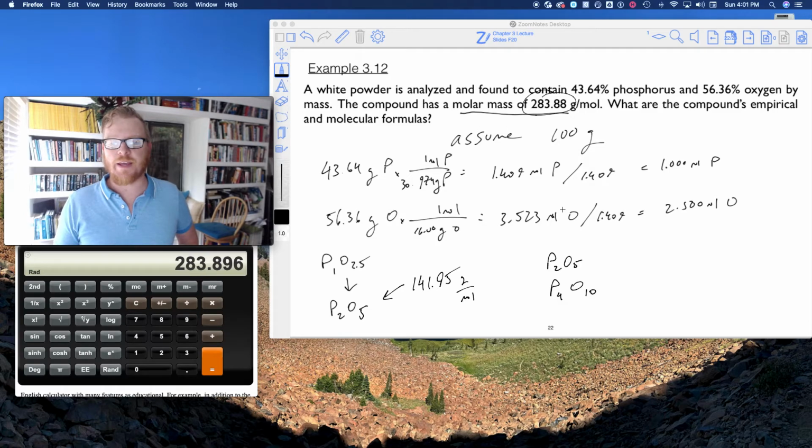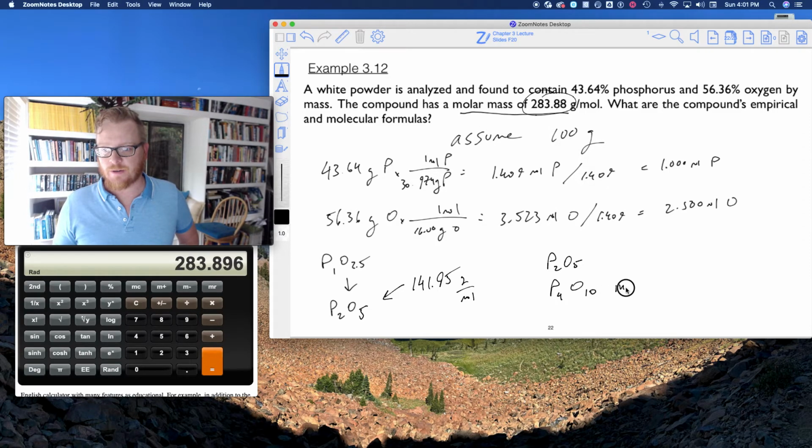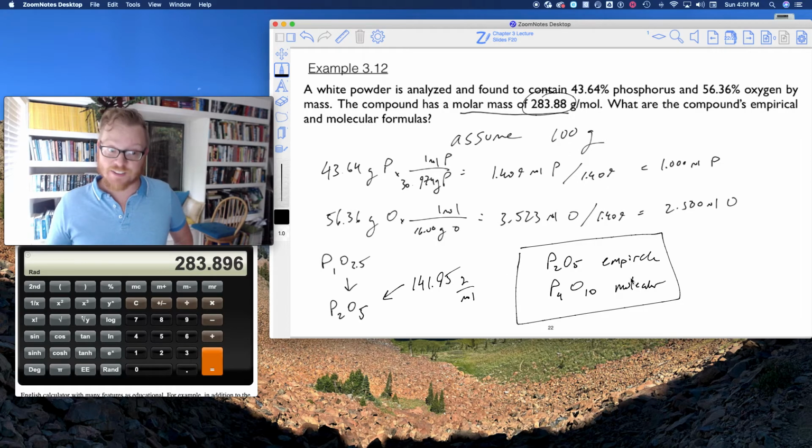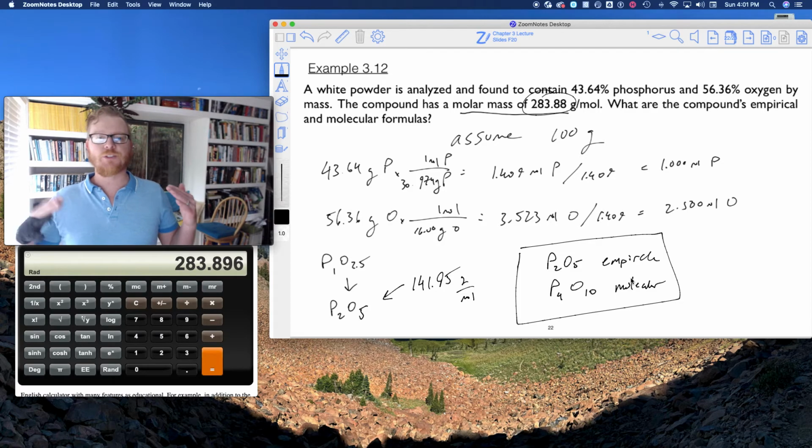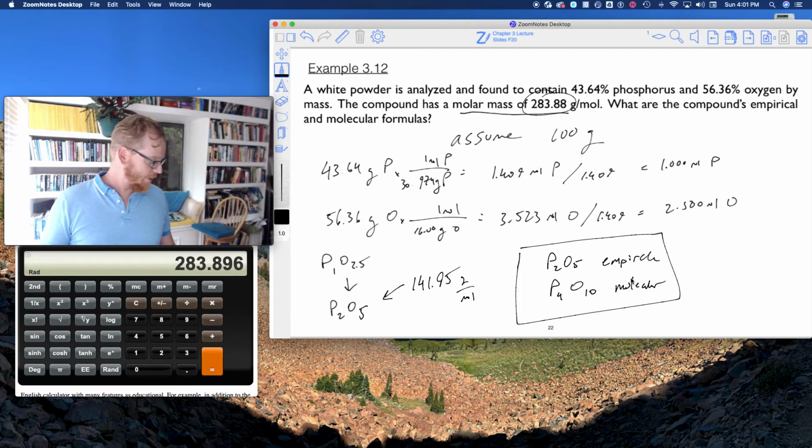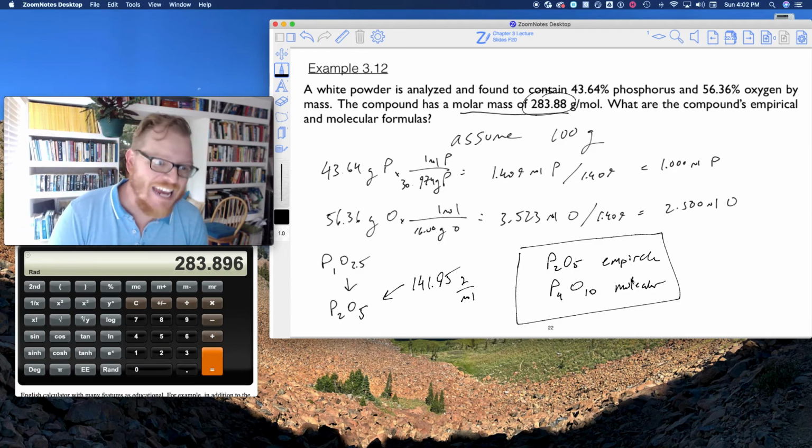And so this tells me that this has to be the molecular formula because it gave me the molar mass, and this has to be the empirical formula. Okay? And these all contain the same proportion, the same ratio of elements by mass. But to distinguish the molecular formula from the empirical formula, we have to know what the molar mass of the molecule is. Okay, folks, that is it for chapter 3.